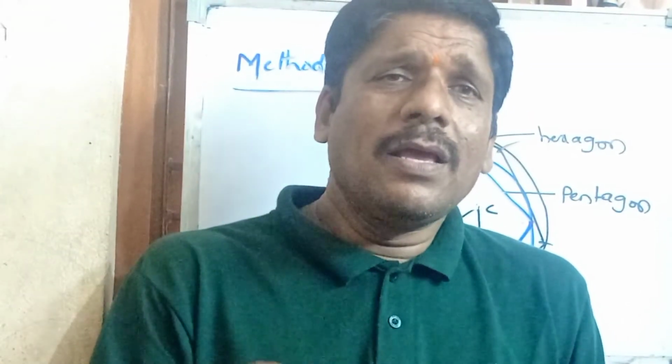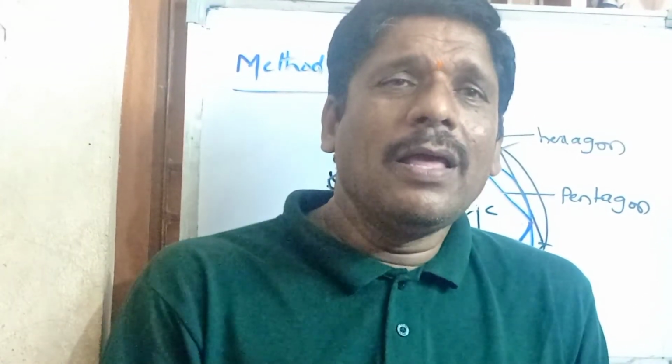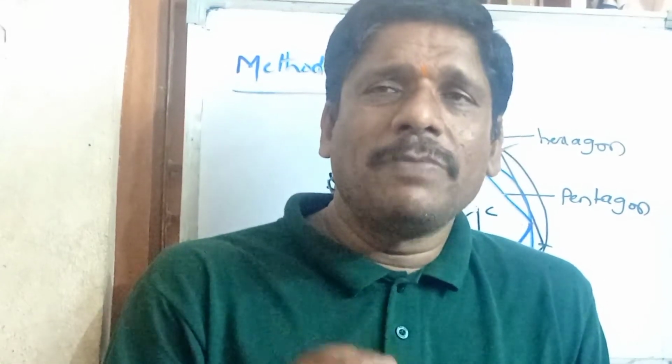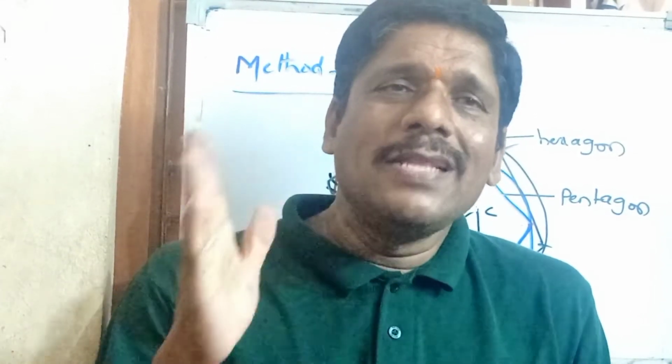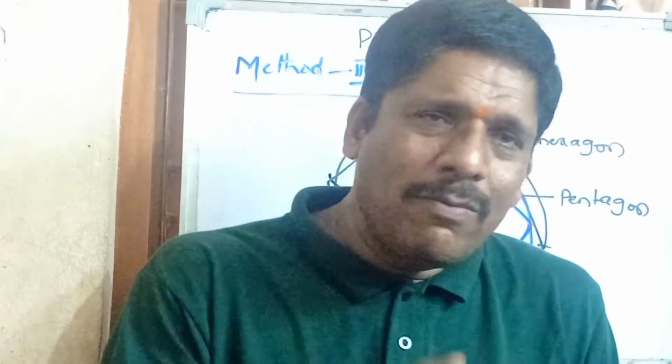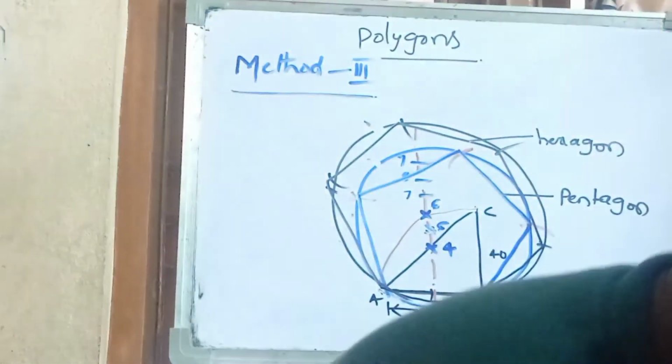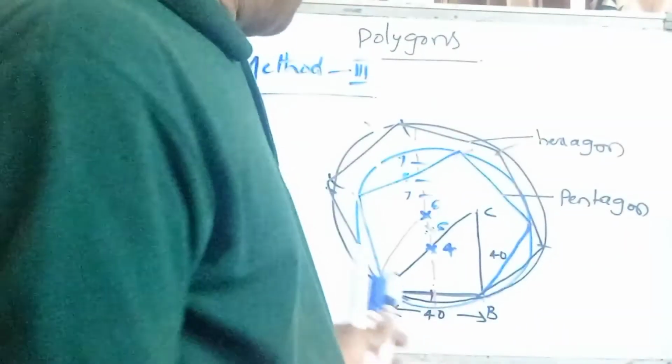Whatever things we do in the examination, the HB to HB difference, pencil and number of different lines are very, very important. So I will take 1 minute and explain after completion of this. So up to this, polygons is over.